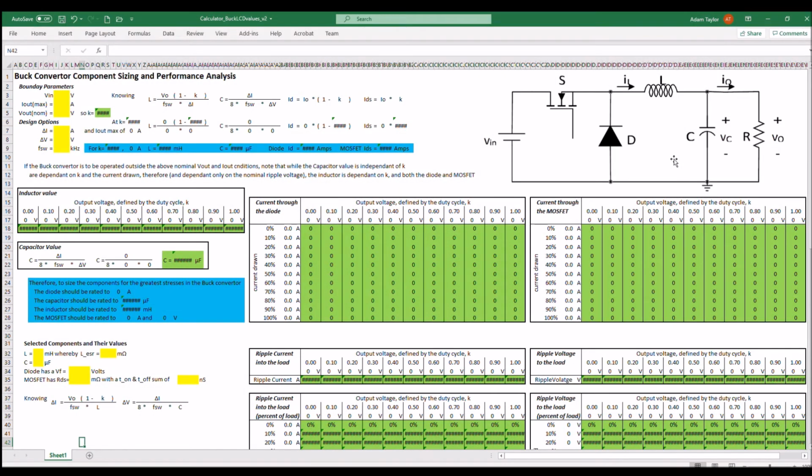Hello and welcome to this demonstration, calculation and tutorial on how to go about calculating the values for the MOSFET, the diode, the inductor and the capacitor in a buck converter.